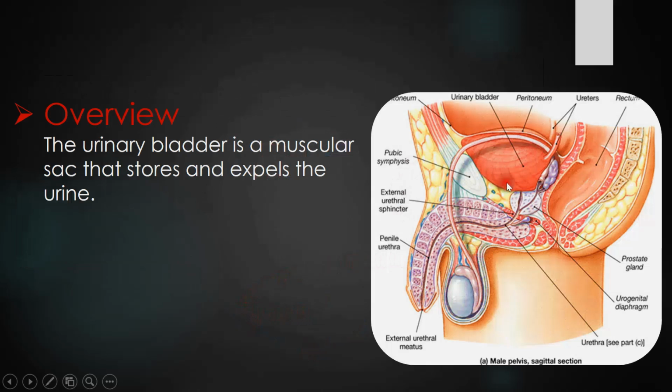This picture shows a sagittal section of the pelvis. The urinary bladder is a muscular sac that stores and expels the urine. It can carry urine up to 500 milliliters.